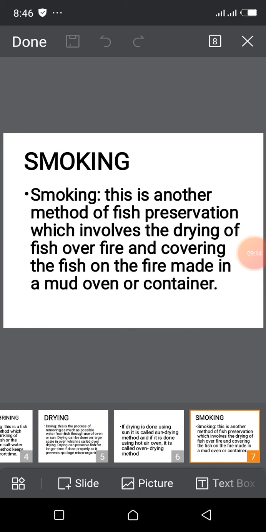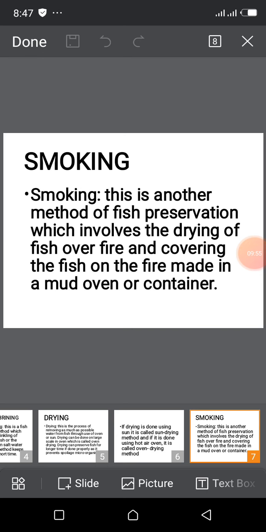Now, let me explain the difference between smoking and the use of hot air oven for drying. Hot air ovens supply hot heat, which helps to dry the fish. While in smoking, fish is placed over naked fire, and the fish will be covered on the fire. You have seen where somebody is roasting corn, or making roasted plantain. That is the exact way smoking is usually done.